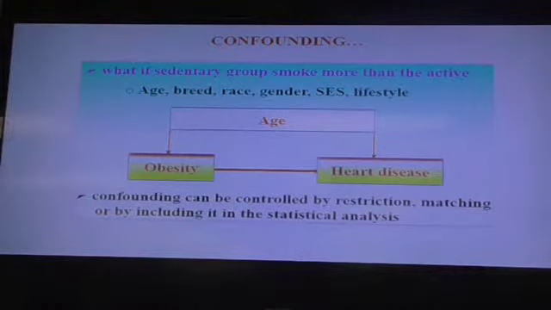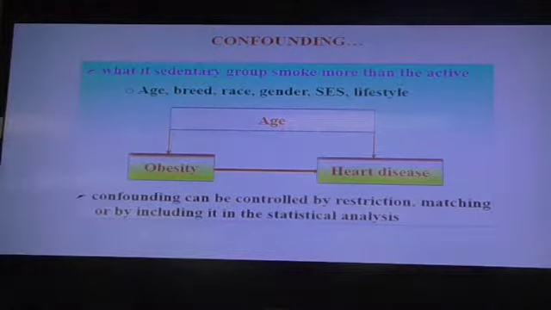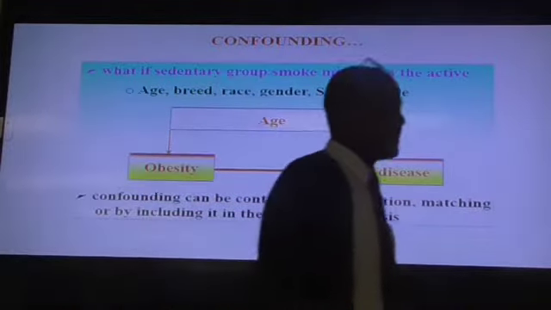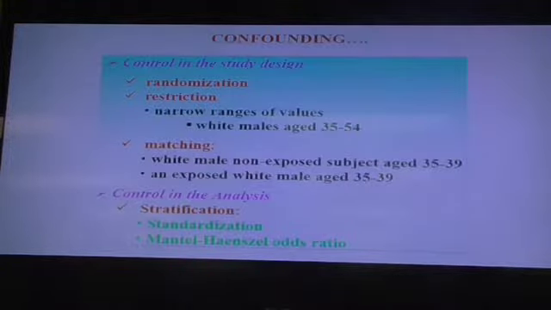There are several ways to control for confounding. We can control at the design level when designing our study. We can also control in the analysis. So control in the design involves what we call restriction and matching. We can also control by randomizing our study population during the design, but we can also control in the analysis. So you have a lot of actions to control for confounding.